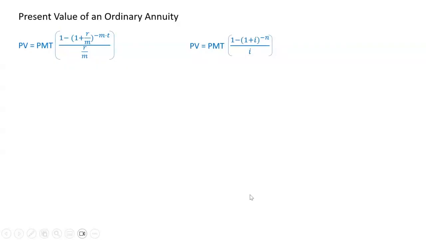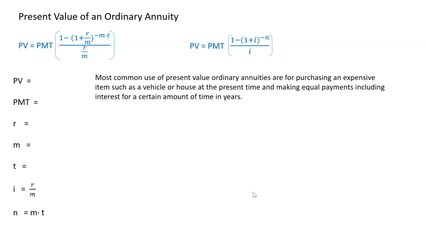Okay. Now comes different types of problems. Now comes the present value of an ordinary annuity. On the previous 2 slides, we did the future value. Now it's the present value. Okay. Now how does this work? Here's some examples. Present value of an ordinary annuity.